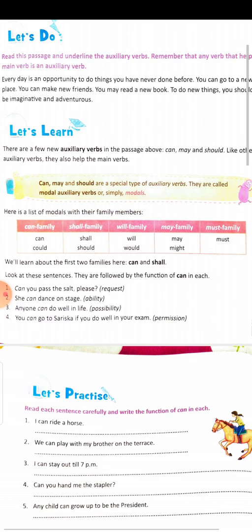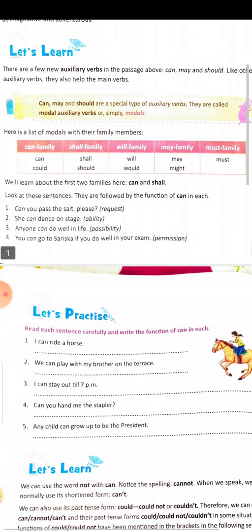You can say others also. She can dance on stage. This is the ability. She is able to dance on the stage. Anyone can do well in life. That is possibility. It is possible to do well in life. You can go to Shimla if you do well in your exam. That is permission, for granting a permission.